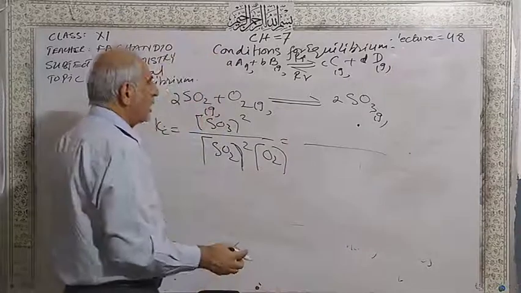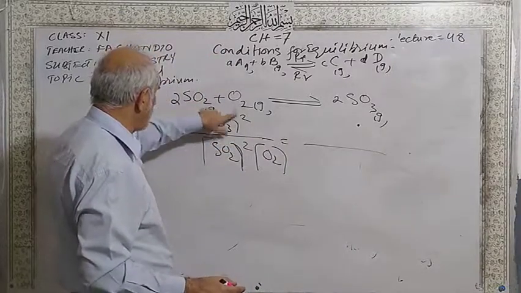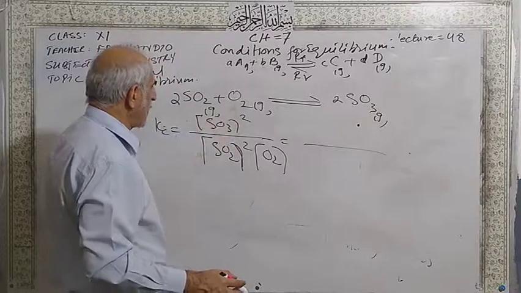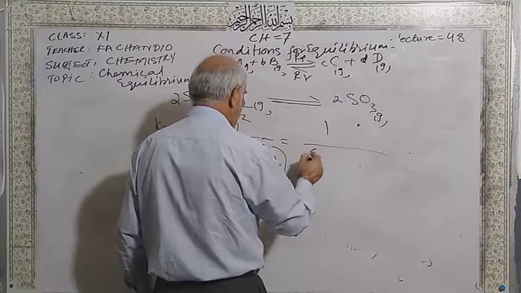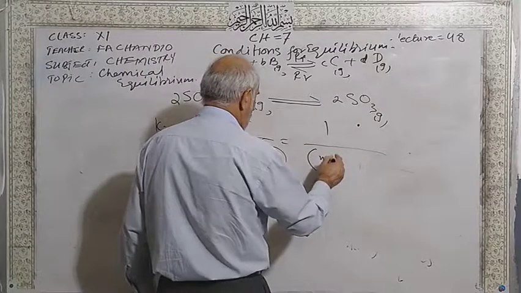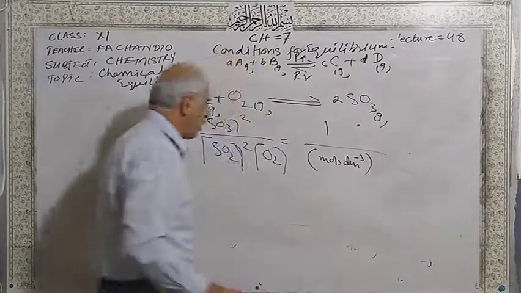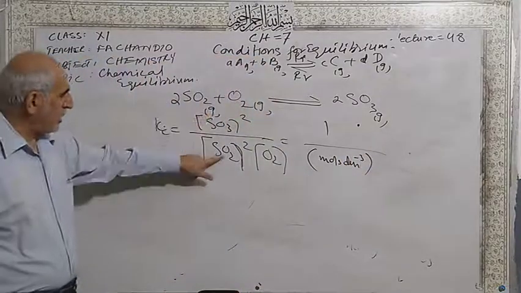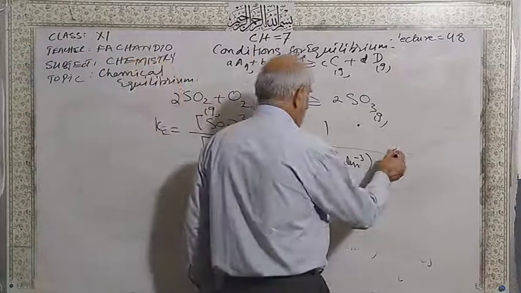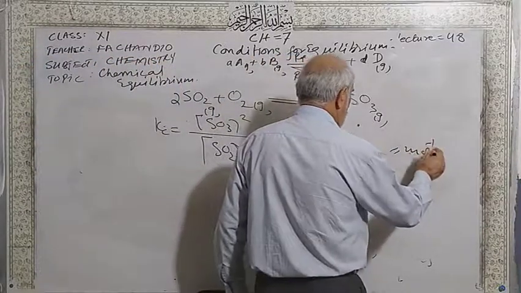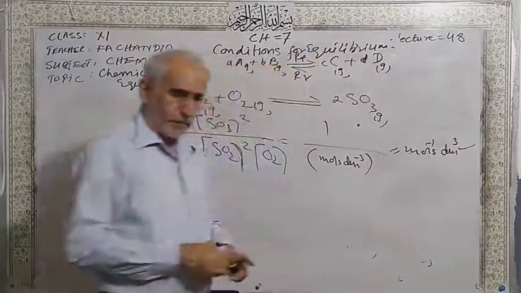Dear students, concentration of sulfur trioxide, moles per decimeter squared, moles per decimeter, they are cancelled. Both are cancelled. So you have only the moles per decimeter cube for the oxygen. Because this is a square, this is a square, both cancelled. So it means the unit is per mole decimeter cube, like this one.